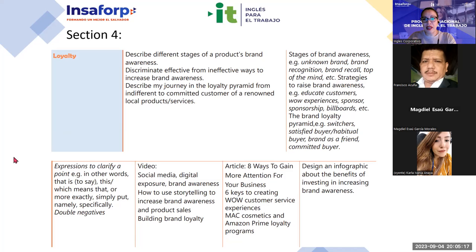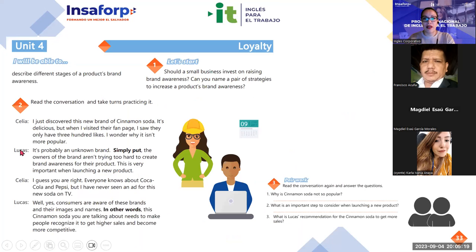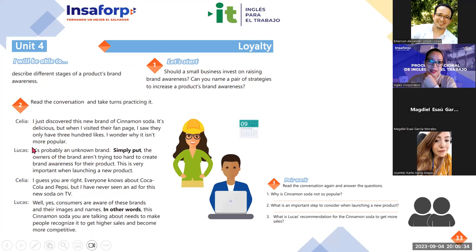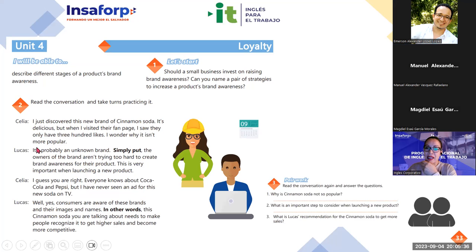To start with the section, we have this conversation on page 33. It's a conversation between Celia and Lucas. Do I have volunteers to role play this conversation? You can raise your hand. Emerson and Manuel. And then we go with Magdiel. Let's start with Emerson and Manuel.